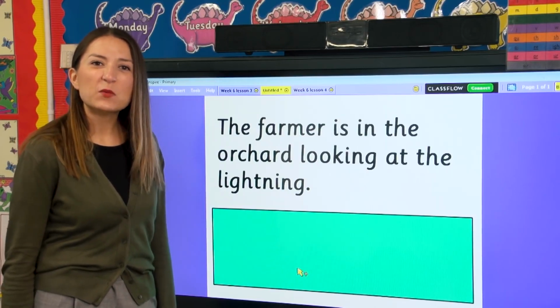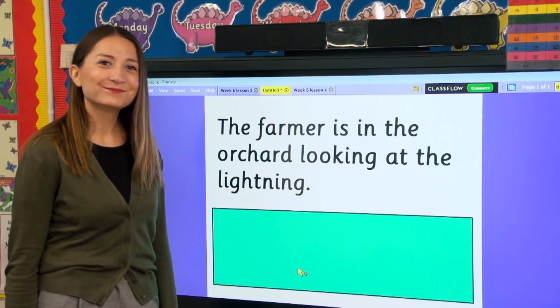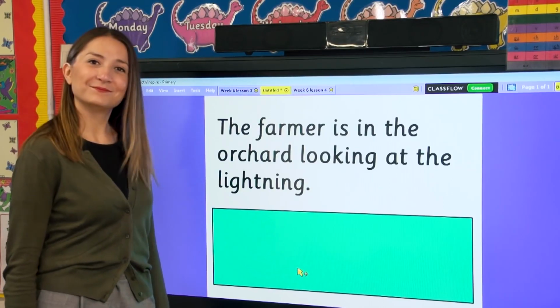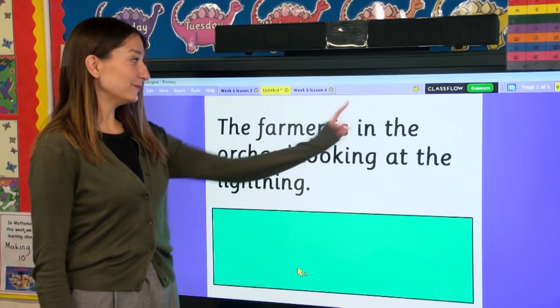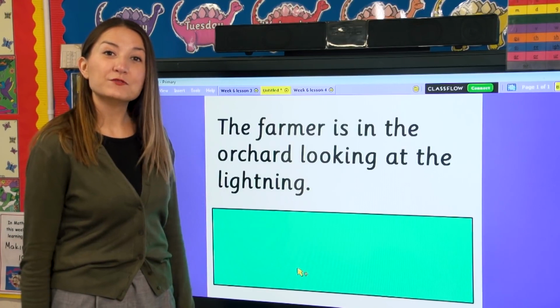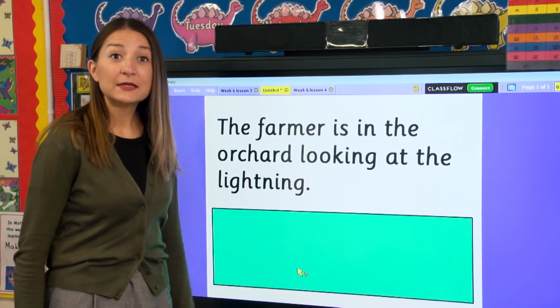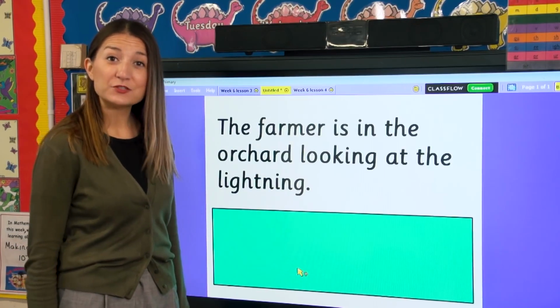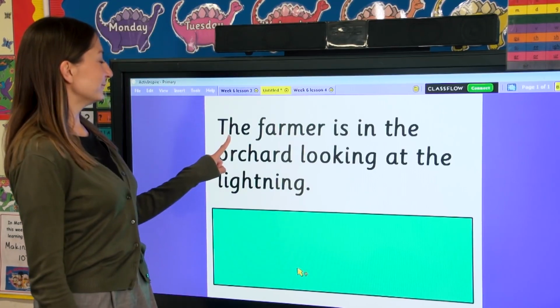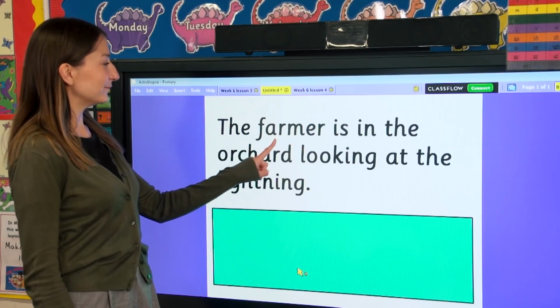Can you see any tricky words we already know? Yes, this is a tricky word we already know. Now I want you to read aloud as I point to the words and remember to sound out any words you're not sure of. You ready? Let's go.